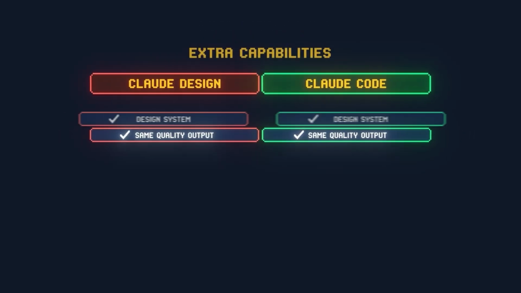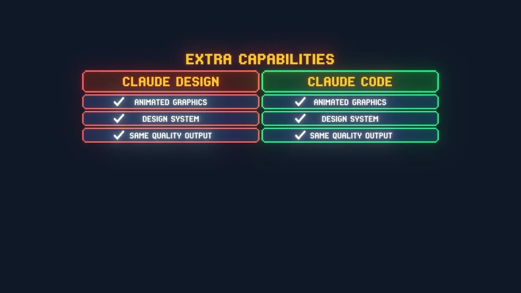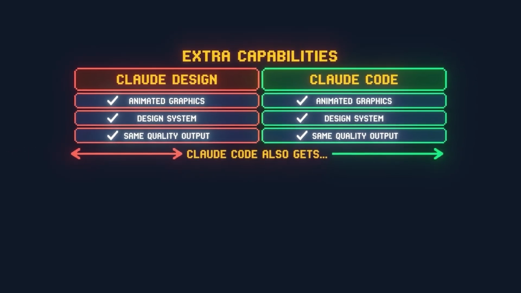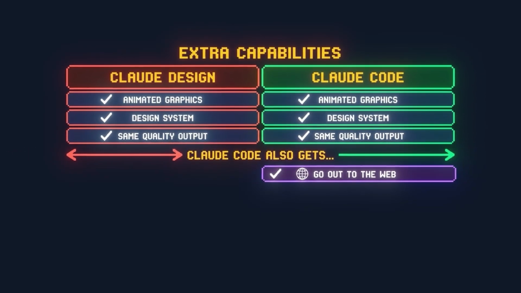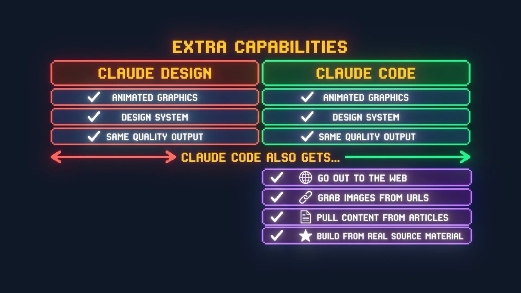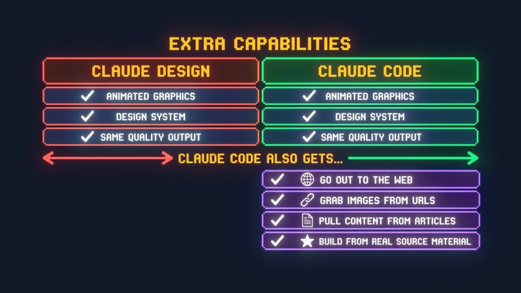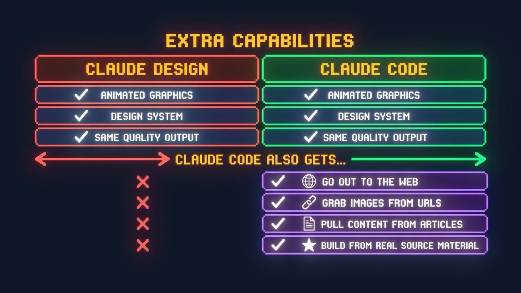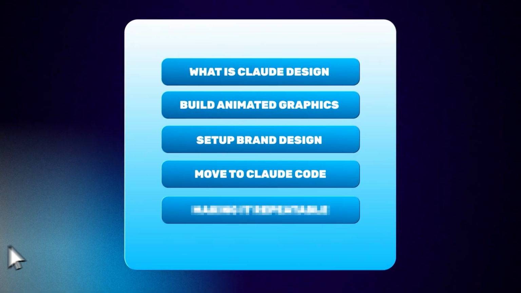Same quality output, no token wall, and it actually unlocks extra capabilities because Claude Code can go out to the web, grab images from URLs, pull content from articles, and build your graphic from real source material. Claude Design can't do that. But now let's talk about making it a repeatable process.